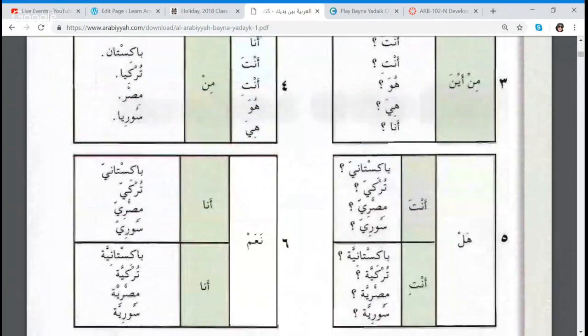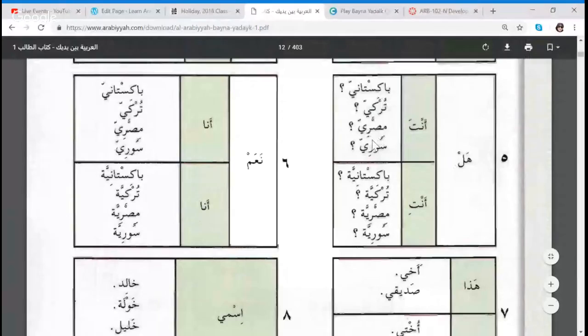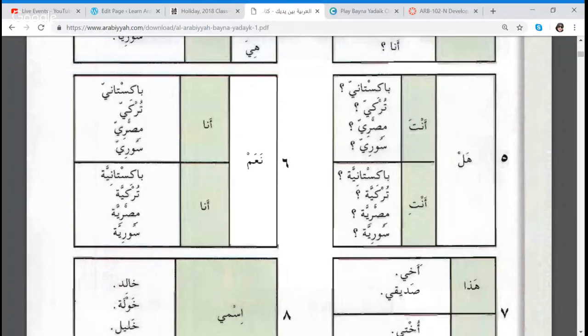Okay, box number five. Do all of them first with Enta and stop after each one and tell me what it means, and then go on to Enti. Okay. Hal Enta Pakistani? Are you Pakistani? Good. Hal Enta Turkiyon? Are you Turkish? Hal Enta Misriyon? Are you Egyptian? Good. Hal Enta Soriyon? Are you Syrian? Very good.